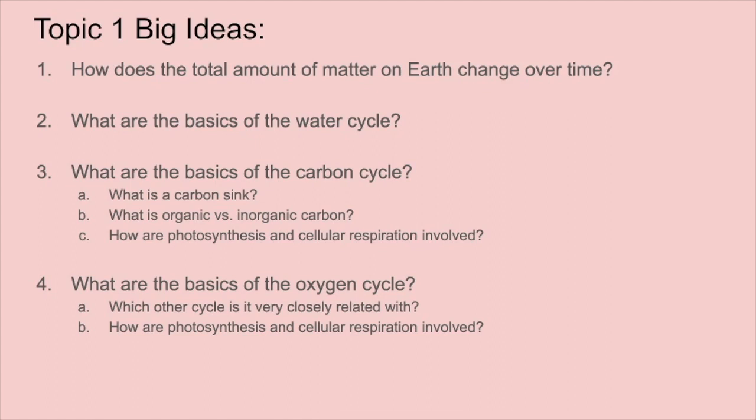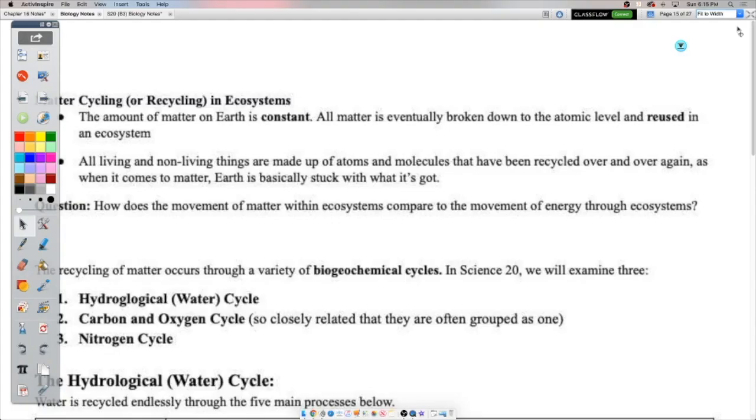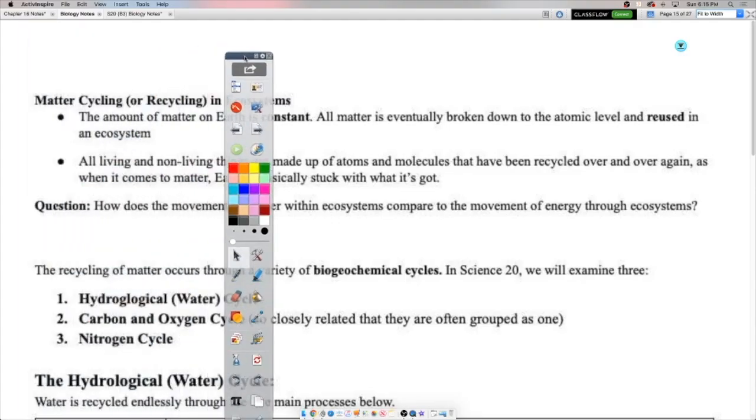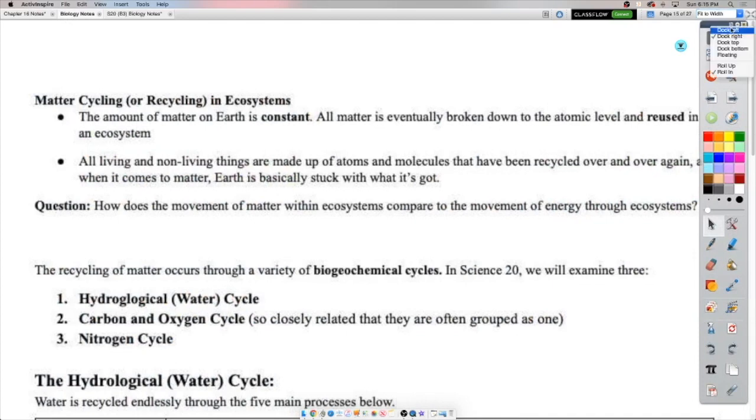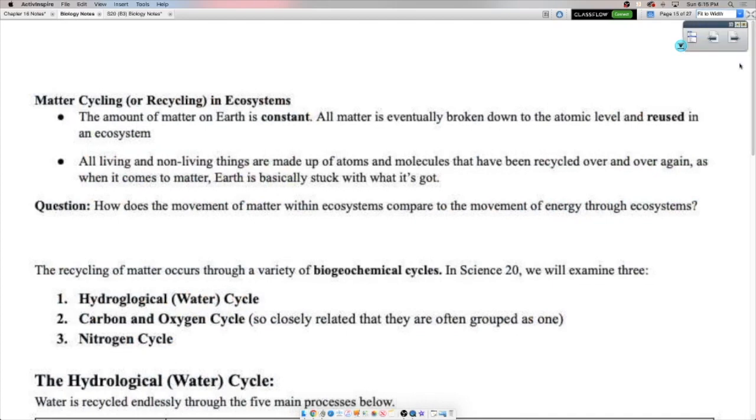What are the basics of the oxygen cycle? Which other cycle is it very closely related with, so much so that we actually often just group them, and how are photosynthesis and cellular respiration involved in the oxygen cycle? As you can probably guess, we are beginning to look today at some types of matter cycles in ecosystems, or on Earth in general.